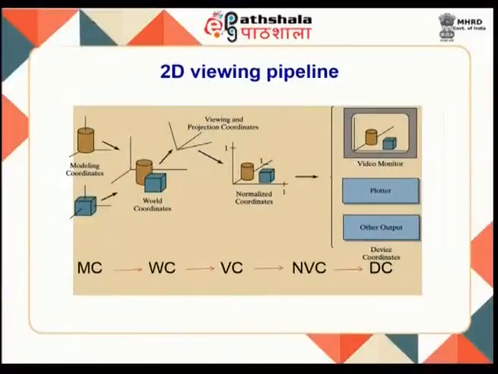So, what are these steps? Let us see. To start with, first we have modeling coordinates. If you recollect the very first lecture on computer graphics and visualization, we learned this at the beginning: the first step is to create, or formulate, an object. In creation we call this modeling coordinates, or we also call them local coordinates. MC indicates modeling coordinates here. So, modeling coordinates is the first step to create an object.